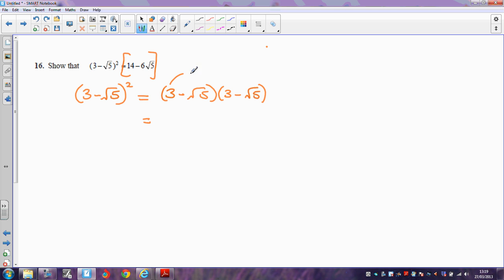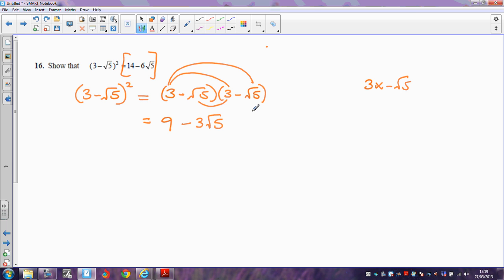So using FOIL, I'm going to do the first term multiplied by the first term. Well, 3 times 3 is 9. Then I'm going to do the outer terms multiplied together. Well, that's 3 multiplied by minus root 5. Well, a positive times a negative is negative. I'm just going to write that then as minus 3 root 5.